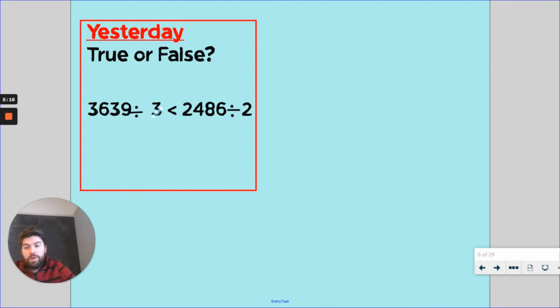We've got 2 division statements, 3639 divided by 3 on one side, and 2486 divided by 2 on the other. And then in the middle there, I've got this greater than, lesser than symbol. So that's telling me that 2486 divided by 2 is greater than, or a larger number than, 3639 divided by 3. So what we need to do is get those again into single values. We need to find the answer to both these 2 divisions to understand if the statement is correct.